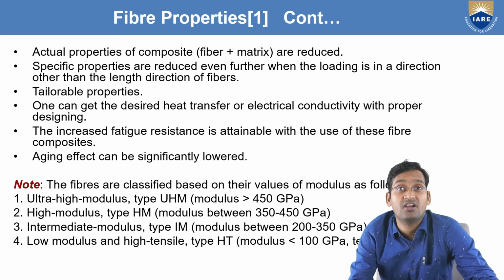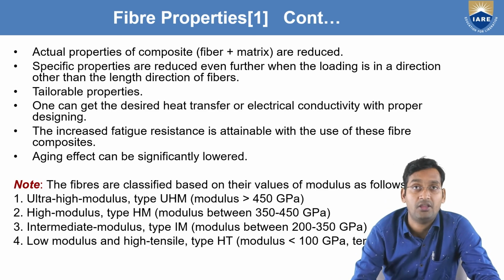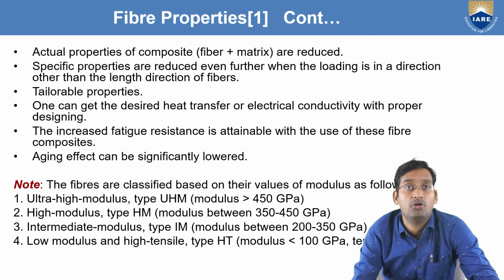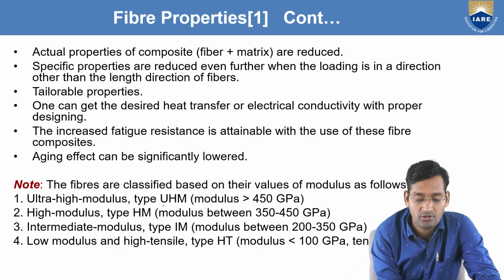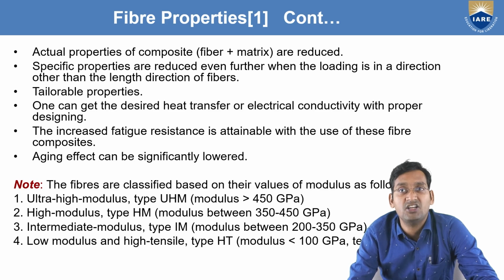Note: the fibers are classified based on their value of modulus as follows. So these are the 5 types of fibers based on their modulus. So first one is what? Ultra high modulus type, UHM. The modulus is greater than 450 GPa. Next, high modulus type, HM, that is modulus between 350 to 450 gigapascal.